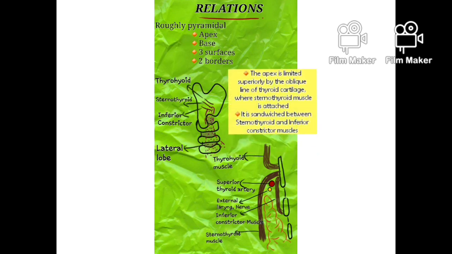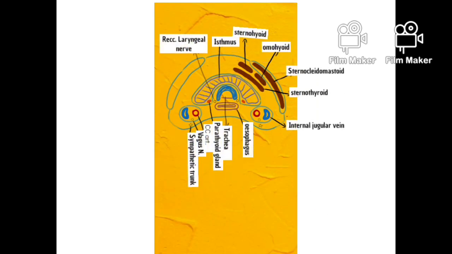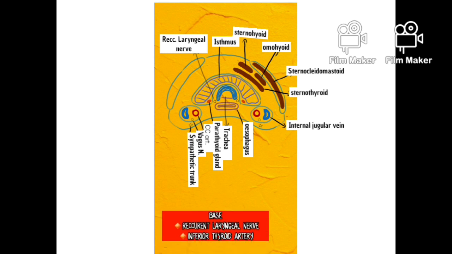The apex is limited superiorly by the oblique line of the thyroid cartilage where the sternothyroid muscle is attached. It is sandwiched between the sternothyroid and inferior constrictor muscles. Now, let us discuss the relations of the base. As told earlier, the base of the gland extends up to the 5th and 6th tracheal rings. The relations involved are the recurrent laryngeal nerve and the inferior thyroid artery.